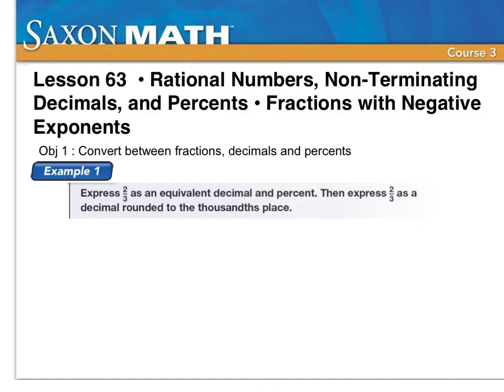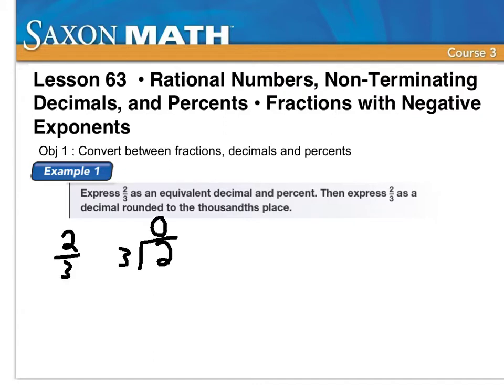So we want to express 2/3 as an equivalent decimal and percent. Well, remember, if we want to express a fraction as a decimal, we simply take the numerator and divide it by the denominator. Okay? So if we want to take 2/3 as a decimal, let's get my thicker pen because I like that. Okay, 2/3 as a decimal, we're going to take the numerator and divide it by the denominator.